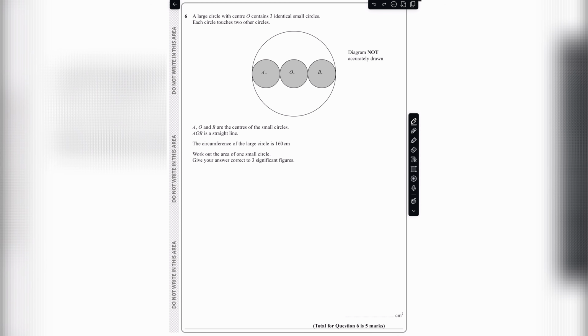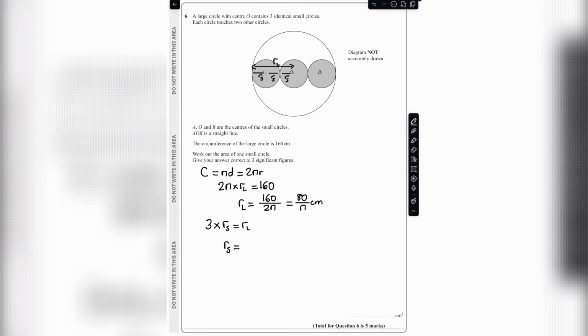So the first thing we need to identify is that the circumference of a circle can be determined by multiplying pi and the diameter, and this is also the same as 2 pi times your radius. So we can state that 2 pi multiplied by the radius of the large circle equals 160 centimeters. So the radius of the large circle can be determined by dividing 160 by 2 pi, and that simplifies to 80 over pi centimeters. And if we take a closer look at our diagram, we can see that 3 lots of the radius of the small circle is equivalent to the radius of the large circle. So the radius of the small circle can simply be obtained by dividing the radius of the large circle by 3, and that gives us 80 over 3 pi centimeters.